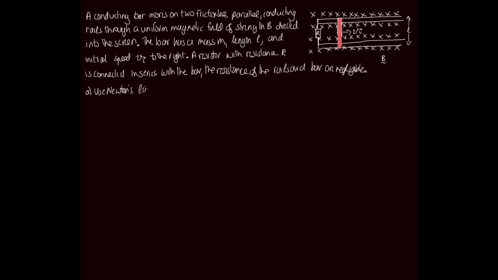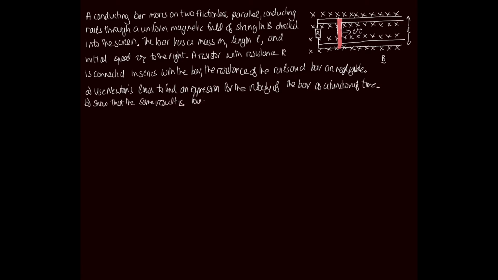Part A, use Newton's laws to find an expression for the velocity of the bar as a function of time. And Part B, show that the same result is found using an energy approach. So in this case, we have a bar which is moving through a magnetic field.